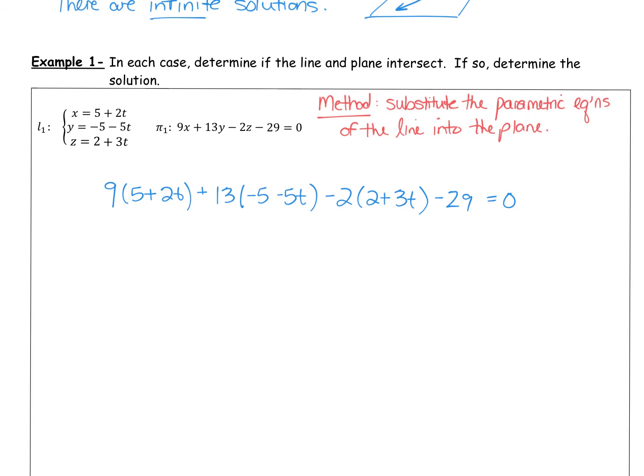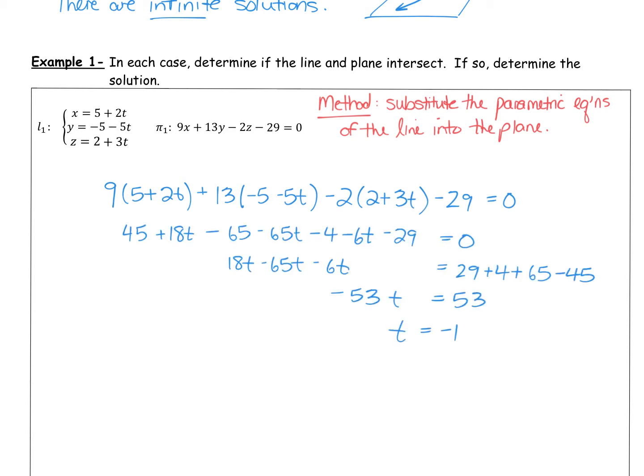So that's what it looks like when I sub those parametric equations into the plane. Pause the video and go ahead and solve for t. Check your work there. You should have got t equals -1. Now, I want you to think about what this could mean. What does this mean in this scenario?